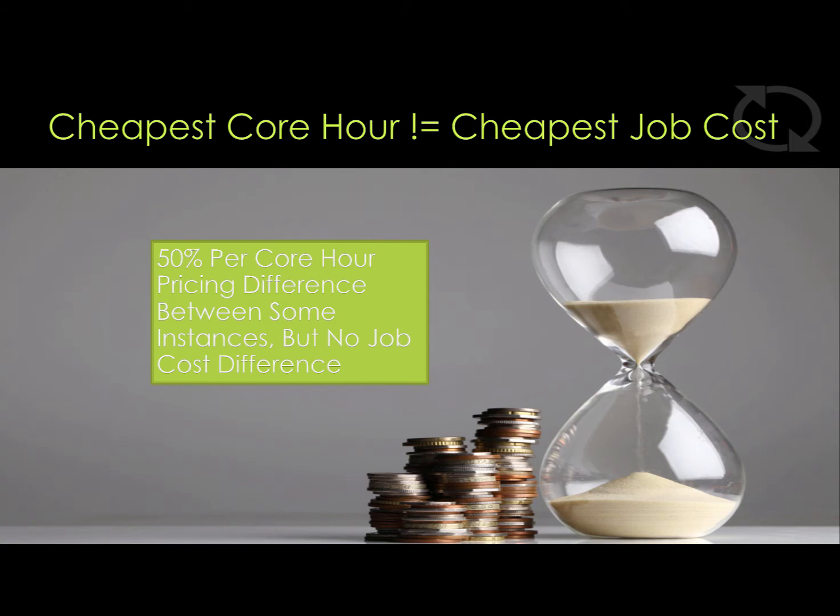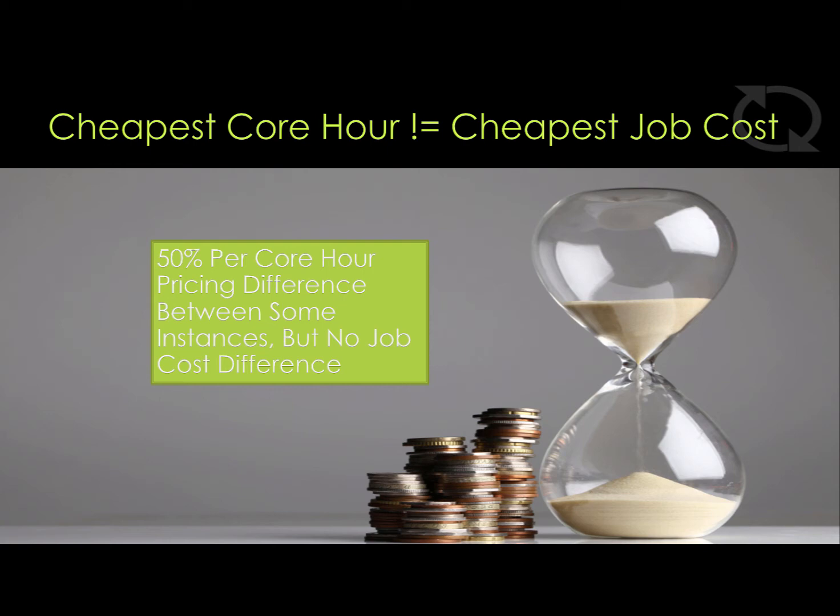One other item to note is that just because an instance has a cheap core hour price does not mean that will translate to your cheapest job cost. In fact, we've seen many times where a particular instance will have a 50% core hour difference. It'll look substantially cheaper, but when you actually run your job, the job is more expensive. When you include the fact that maybe another instance will run faster and consume less CAE license, the overall job cost will be much cheaper than just the cheapest instance that you can find.